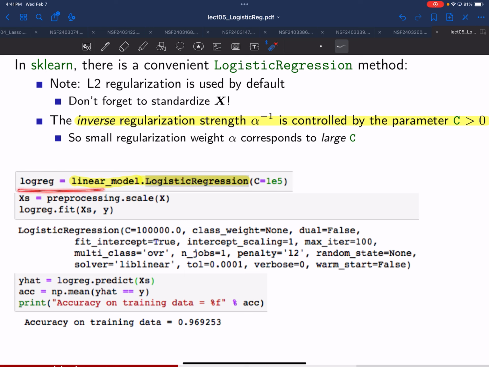Okay, so here we instantiate this thing. This is another way to do standardization. Then we fit the model. So internally, the b and w's are computed. Then we use it for prediction. And then here we can finally find the accuracy.